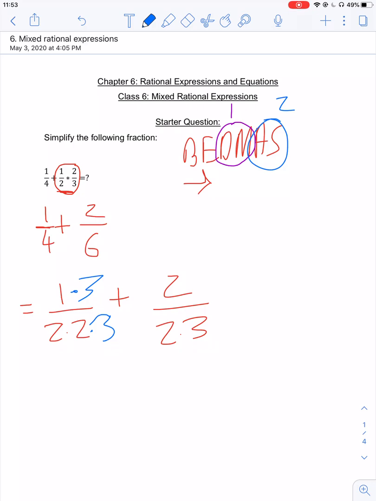Now, what does the right-hand side not have that the left-hand side does? I have the 2, I have the 3, I'm just missing a 2. So I'm just going to multiply this by 2. If you want, you can put the 2 anywhere you want, so let's just put the 2 here. That's how you find the lowest common denominator, and in this case, it's 12.